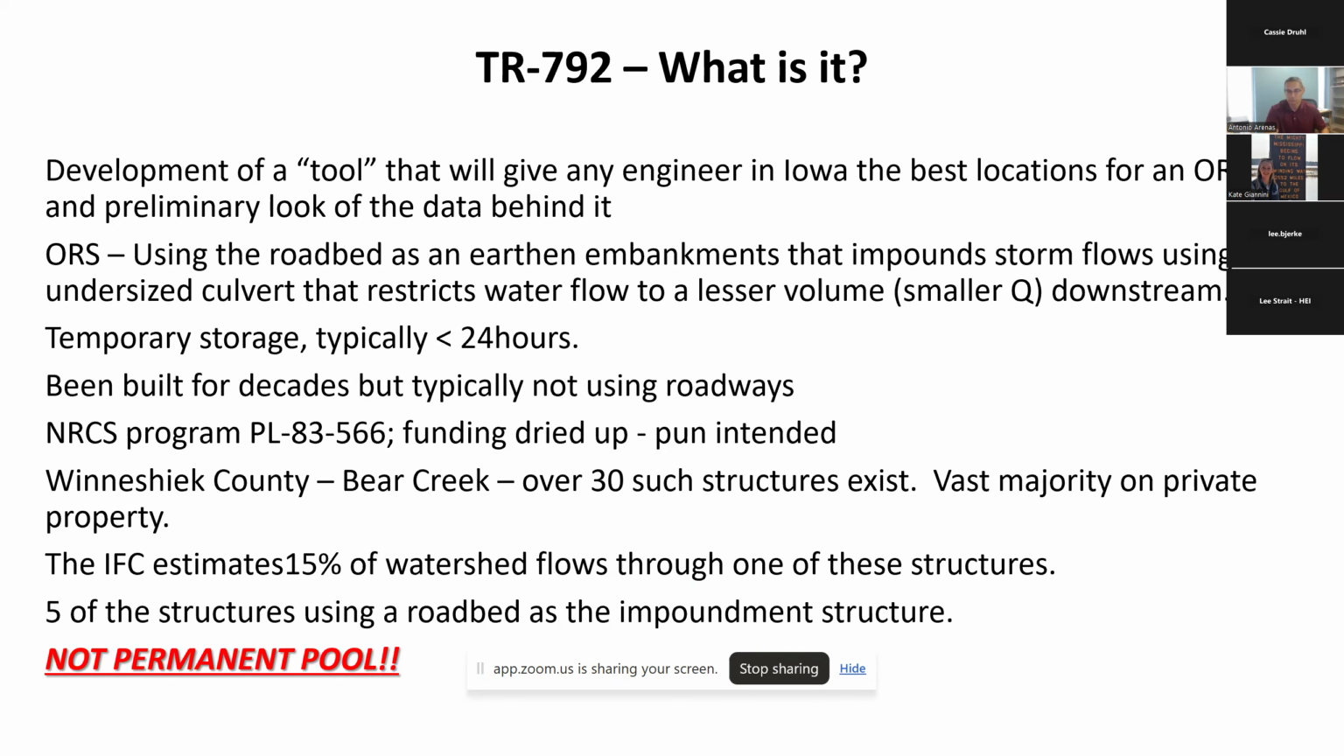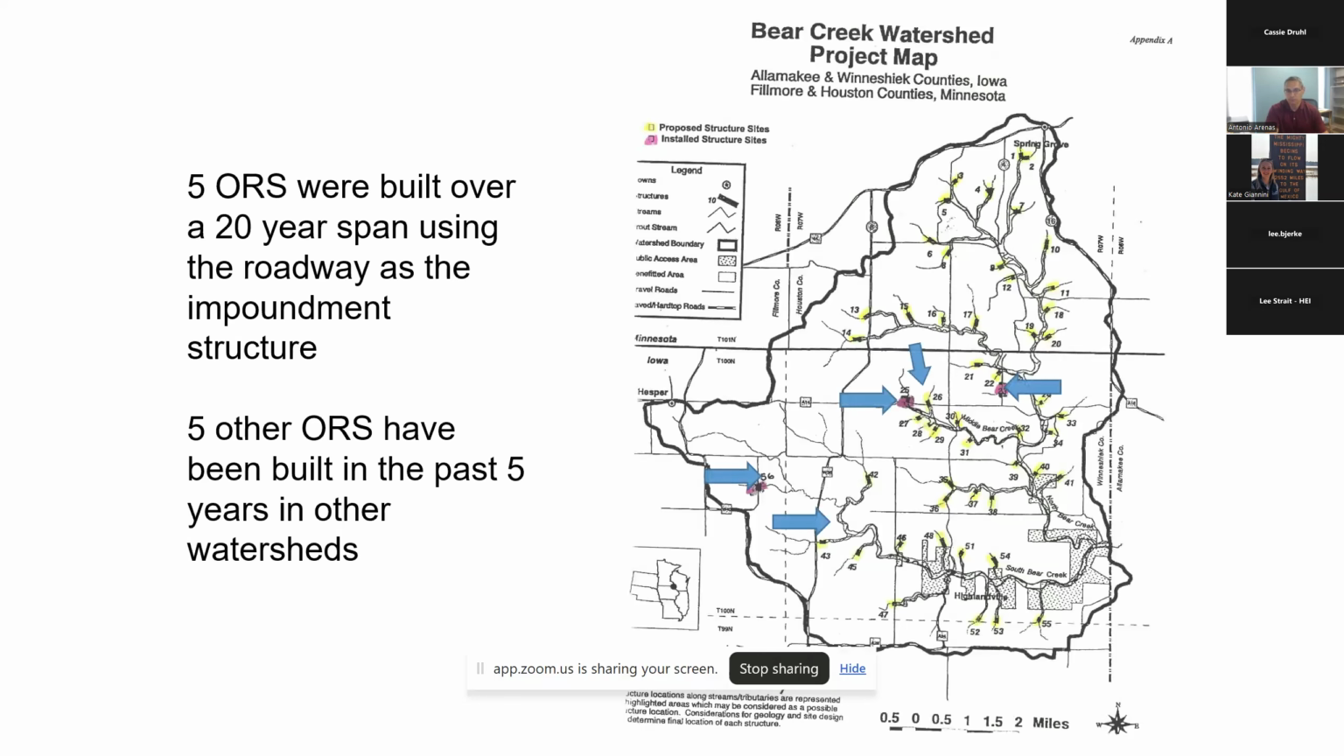Like I said, in Bear Creek we have 30 of these structures. I think it's 35 actually. I would say 6 of them are on road, the rest are on private property. And 15% of that watershed goes through one of these structures before it leaves Bear Creek. You absolutely notice that they're there when you get a flooding event. Next. There's Bear Creek, the 5 structures that we have on the road. Next.